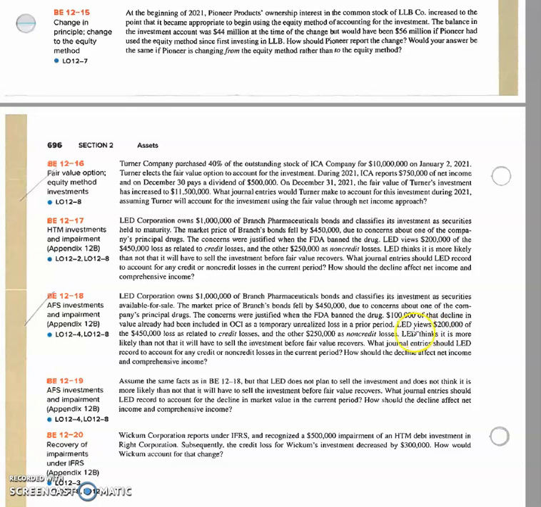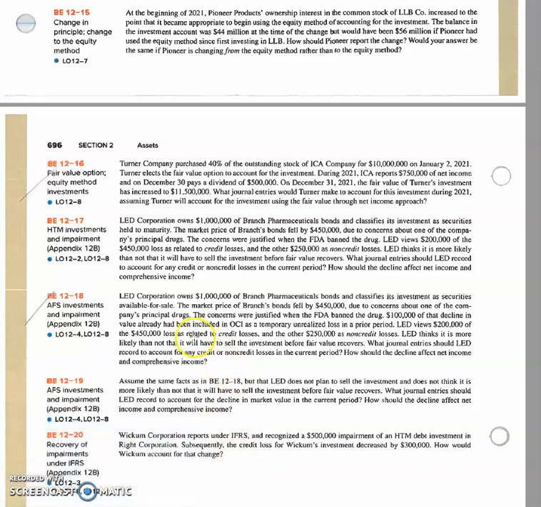LED views $200,000 of the $450,000 loss as related to credit losses, and the other $250,000 is non-credit losses. LED thinks it is more likely than not that it will have to sell the investment before fair value recovers. What journal entries should LED record to account for any credit or non-credit losses in the current period? How should the decline affect net income and comprehensive income?